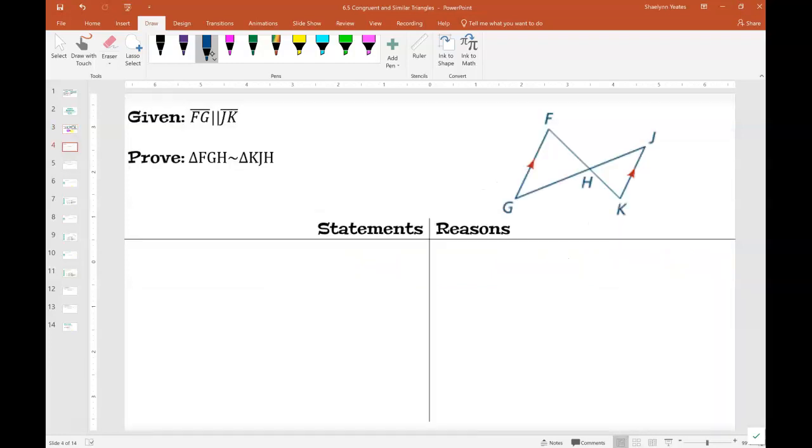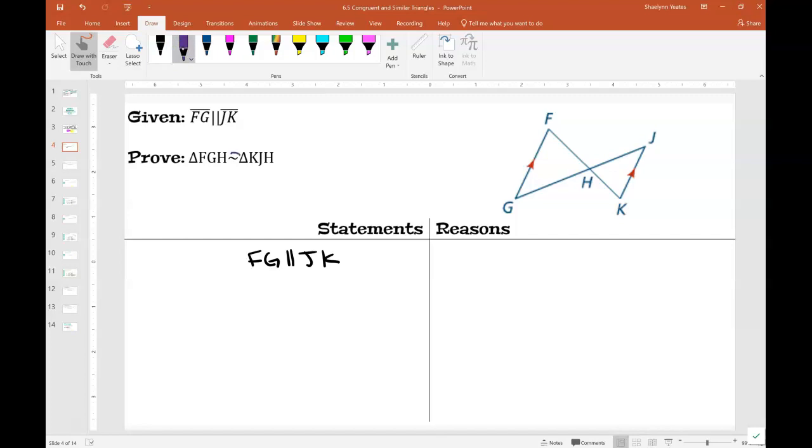So we're going to be proving some things. The first thing I always do is look at my given. So I've got FG is parallel to JK. I know that these are parallel, and in fact on my picture they are marked as parallel. See those little marks? That is a marking of parallel.